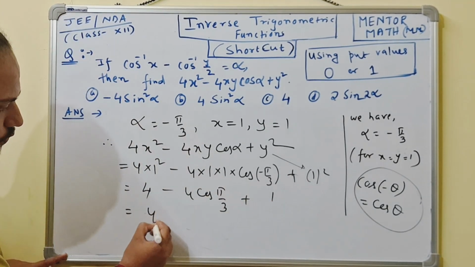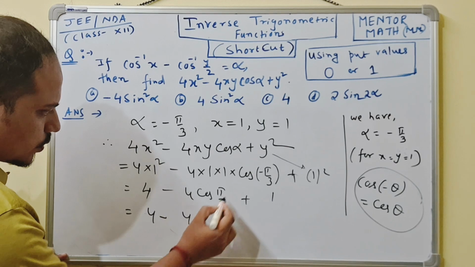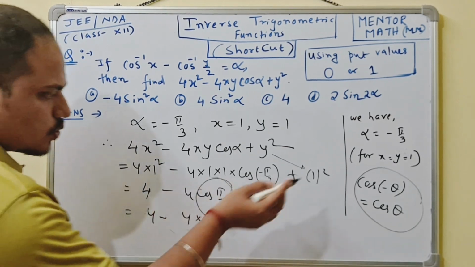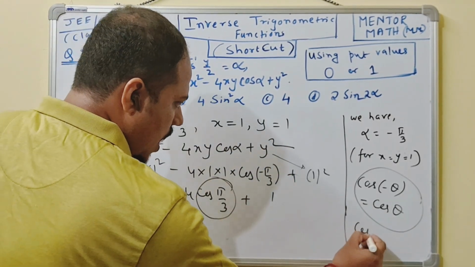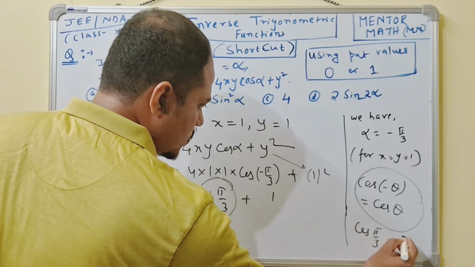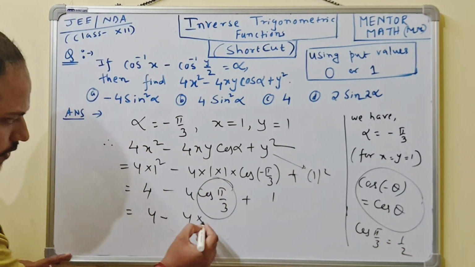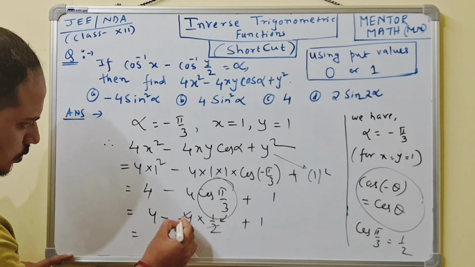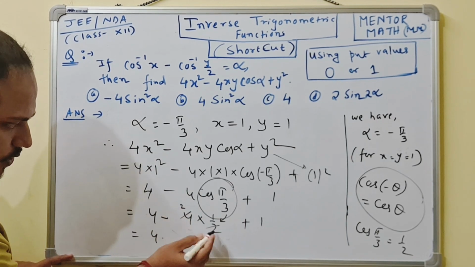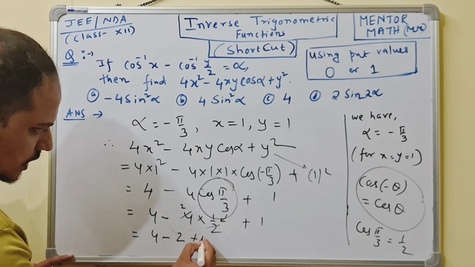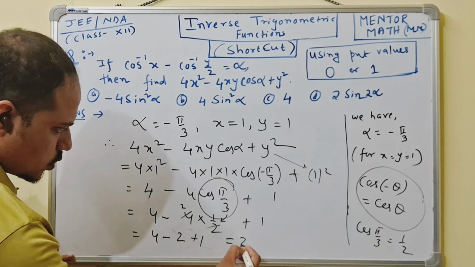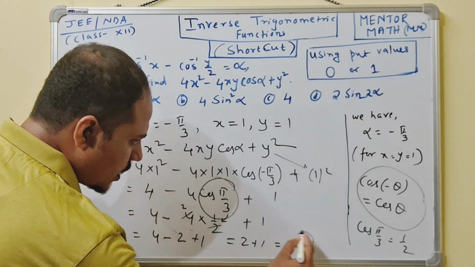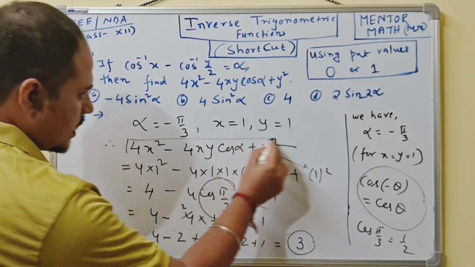So you get 4 minus 4 into, you know already that cos 60 value is half. Cos pi by 3 is equal to cos 60 is equal to half. So you can substitute half, plus 1. So 4 into half, the 2 and the 4 cancel, so 4 minus 2 plus 1. So 4 minus 2 is 2, plus 1. So we get that the expression is equal to 3.